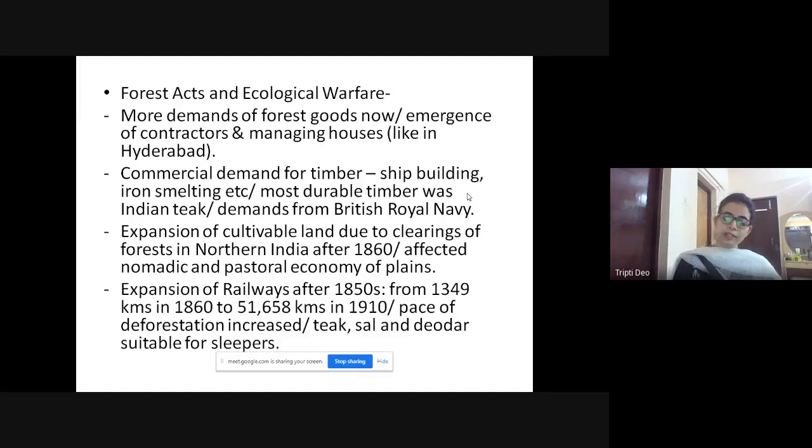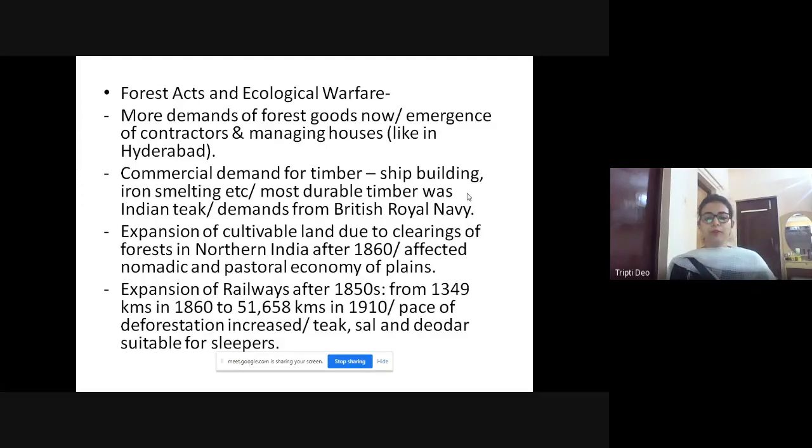So a lot of clearing of forest was also done in North India. So colonial forest policy should not just understand that it was the lakdi, the timber that was important. What was also important was how this forest was being cleared for agricultural cultivation, and that also affected the nomadic and pastoral economy of the plains. Okay, and the nomadic and pastoral economy is based on forests. If forests are cleared, then they will have to leave the forest and move to plains for doing some other activity, because it has affected their basic mode of production.